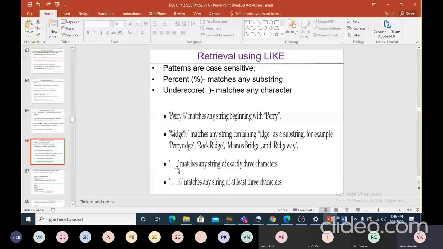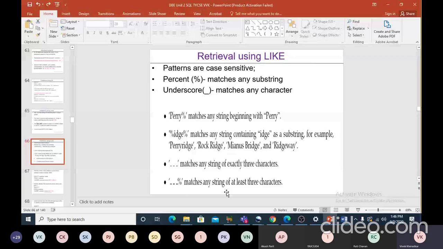Okay. Next pattern, single quote, underscore underscore underscore. This pattern matches a string of exactly 3 characters. So if your column has any values with 3 characters, they match this pattern, because each underscore matches a single character, and with 3 underscores it matches a string with exactly 3 characters. And one more pattern formed with underscore and percentage: underscore underscore underscore percentage. This pattern matches any string of at least 3 characters, because there are 3 underscores, meaning minimum 3 characters are required, and percentage means zero or any number of characters.